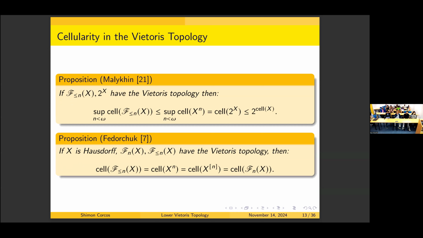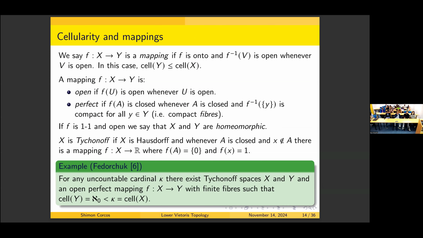It was in 1998 that Vietoris investigated the Vietoris topology, not the lower one, on these hyperspaces when the base space is Hausdorff. And he proved that the cellularity of these spaces is the same as the cellularity of the nth power and the augmented nth power. So this is what we aim to do for the lower Vietoris topology, but without the assumption that X is Hausdorff. And he proved this by considering certain types of mappings that preserve cellularity in some way.